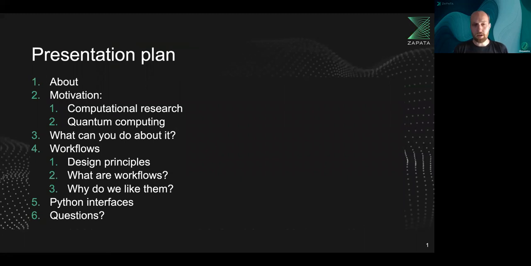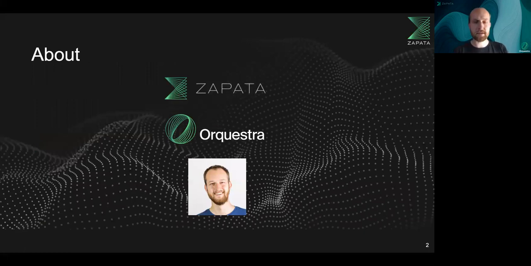So first I will talk about motivation, why we even want to make it easier to do computational research in quantum computing. Why do we need software for that? Then I will share a couple of general tips on how to make it easier. Then I will go into workflows and explain a little bit what workflows are, what the design principles are that we have at Zapata when creating our software. Then go into non-workflow Python interfaces, which is also very useful for this kind of problems, and that will be it.